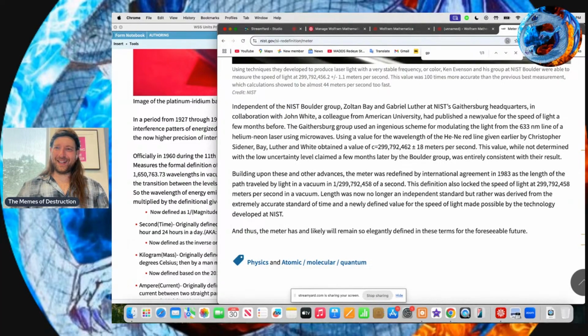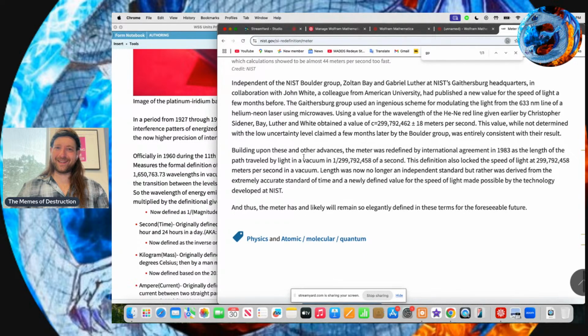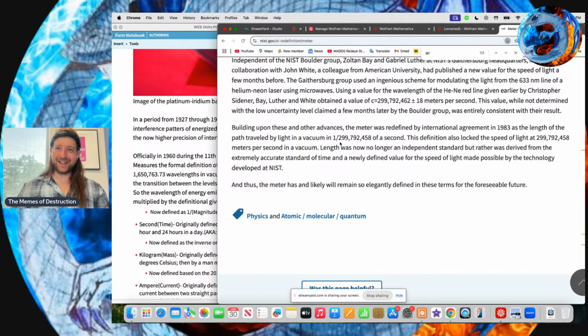A new speed of light value came within a few months, modulating the 633 nanometer line of helium. It was determined with low uncertainty and is consistent. Length is no longer independent of the speed of light. Let's redefine the length of the meter.